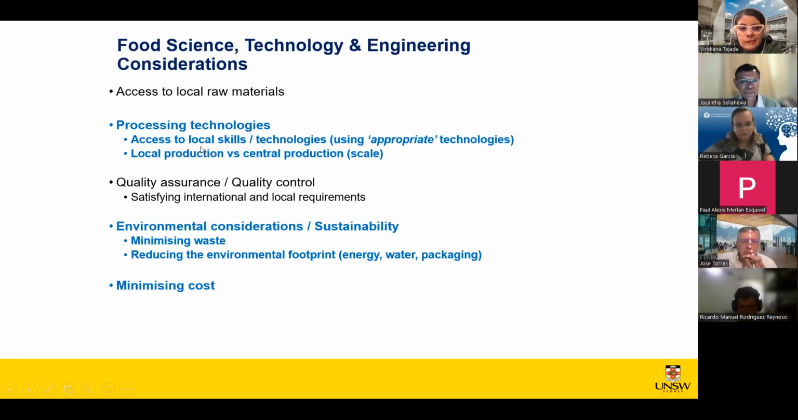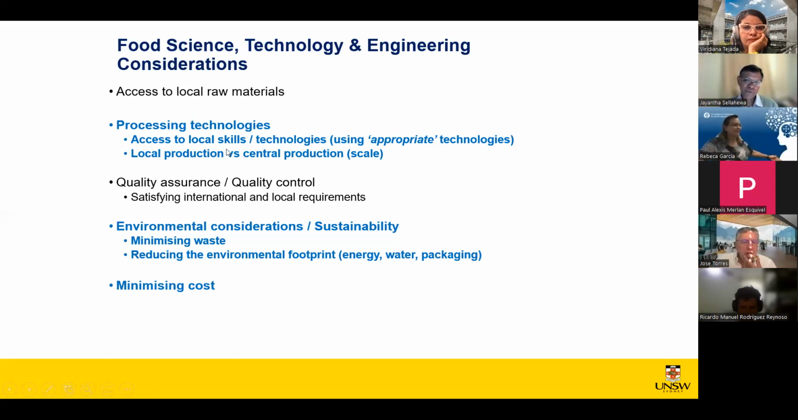So let's now focus a bit more on the role that engineers can play. And I'll refer to this as I go along. I think we really have to encourage people to use local raw materials rather than rely on imported foods. And our main contribution is in processing technologies. But here again, we use this term called appropriate technology, which means the technologies we use to process foods have to be appropriate to the situation.